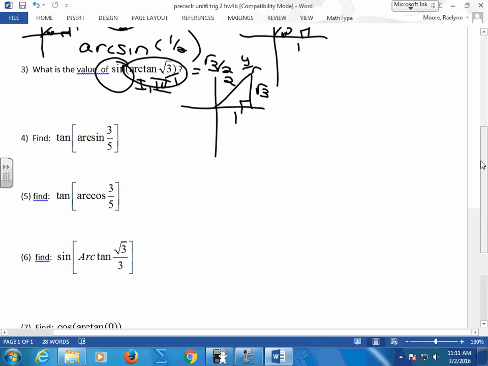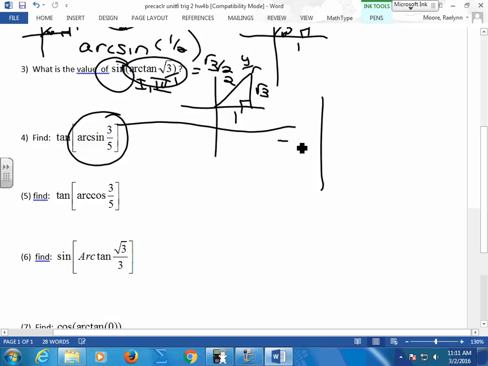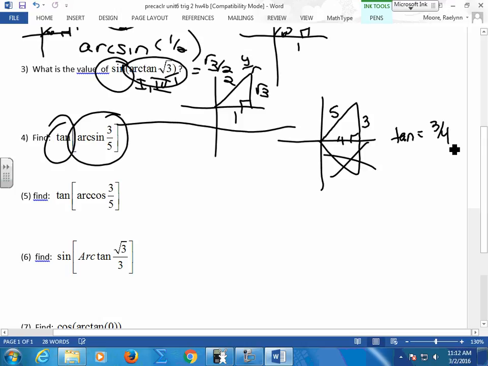Okay. Next one. Monasia, where do I look first? Look at arc sine first. So where is sine restricted? Quadrants 1 and 4. So out of 1 and 4, where is it positive? 1. So now I label y over r. What's my missing side? 4. So let me see what they want. Oh, they want the tangent of this guy. So what's my tangent? That's it. That's the answer to the whole thing.